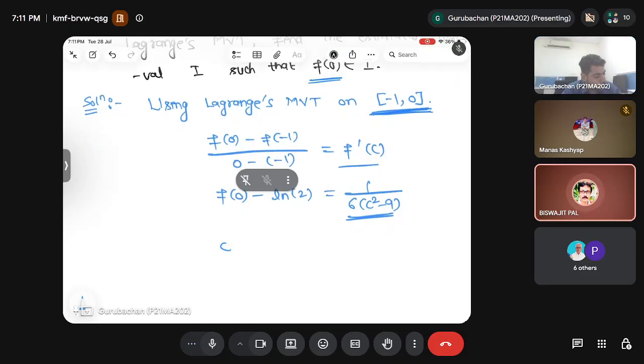Can anybody guess it? The maximum and minimum value of the right hand side, that is 1 by 6 times of c square minus 9. What will be the maximum or minimum value for this function? Minimum -1 by 54, for the whole function? Are you sure? Let me check. That is the maximum value. Your answer is correct, you have one bound, but that is a maximum bound, not the minimum one.